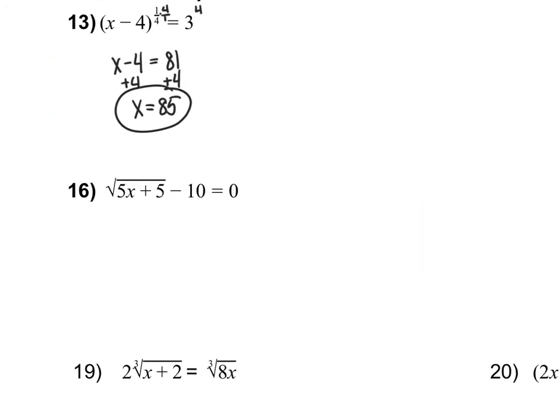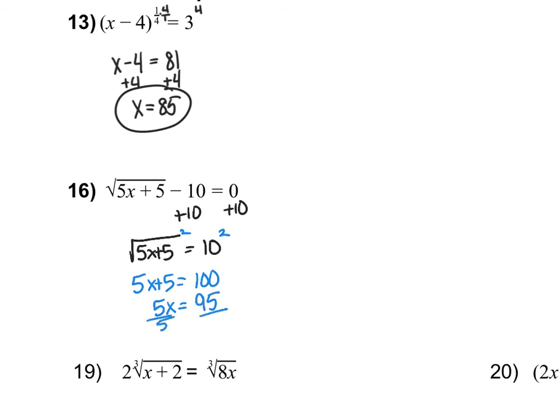For 16, we're going to add 10 to both sides. So the square root of 5x plus 5 equals 10. I'm now going to square both sides to get rid of that radical. So now we're at 5x plus 5 equals 100. We're going to subtract 5, so we're at 5x equals 95. Divide both sides by 5. X is going to be 19. Check your answer. 19 times 5 is 95, plus 5 is 100. Perfect, it works.